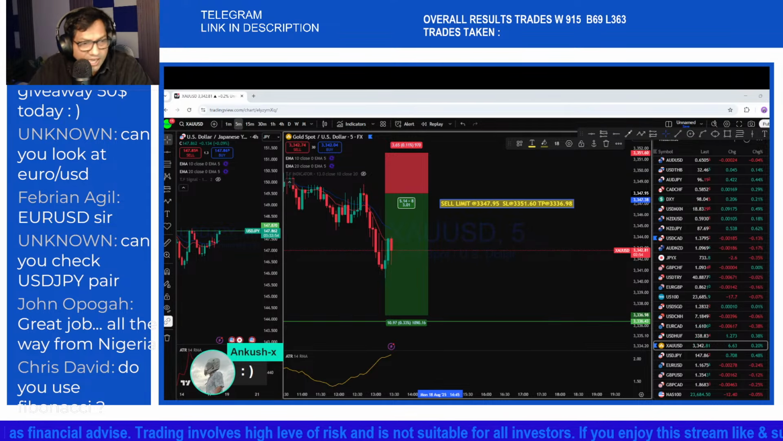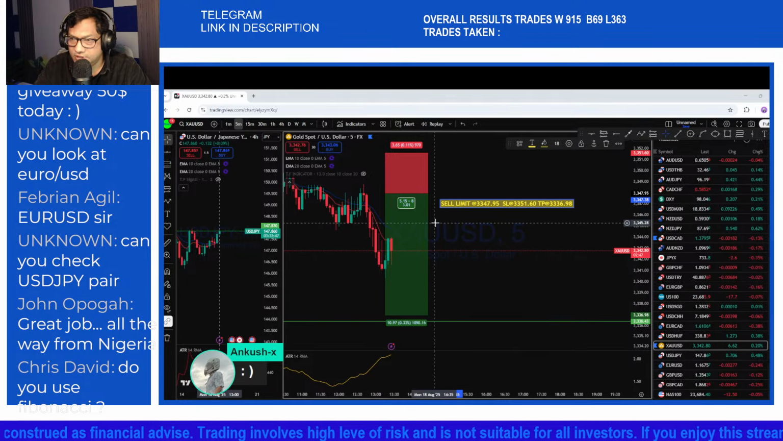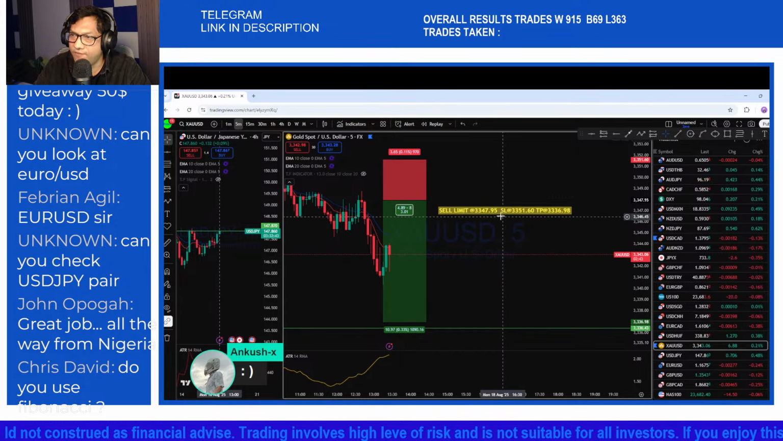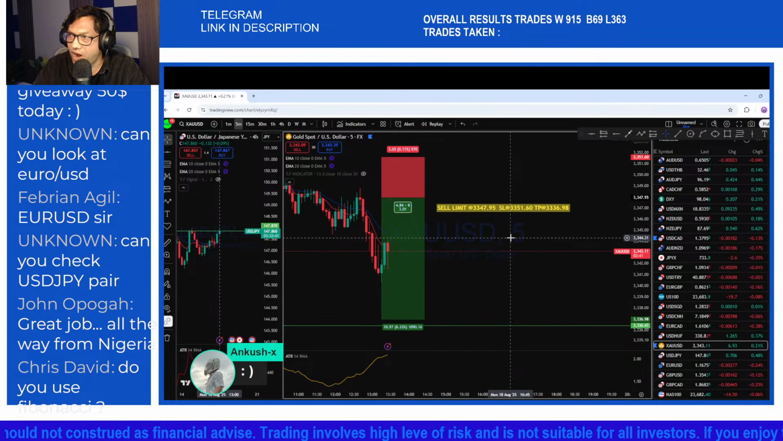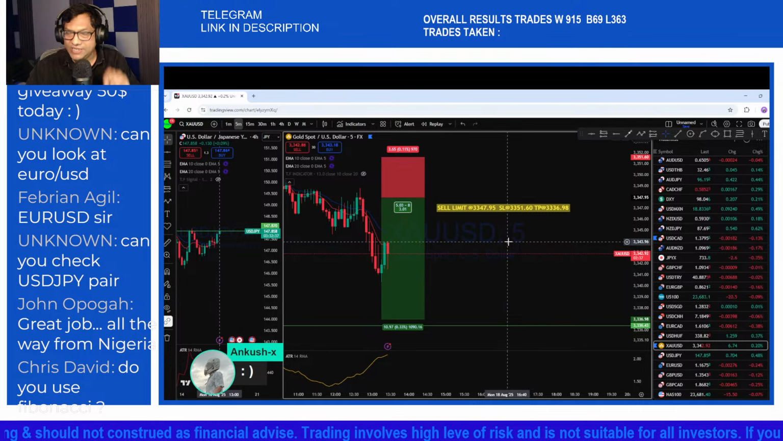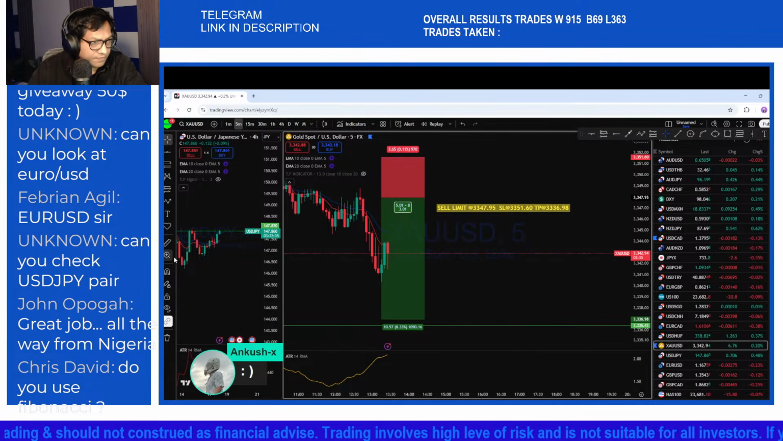So placing that sell limit here in that area again, we have adjusted the sell limit from the previous one, and it's the new sell limit here at 3347.95. Stop loss at 3351.60 and TP target at 3336.98.